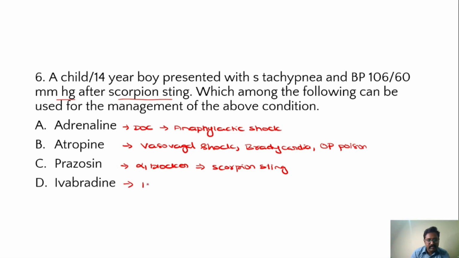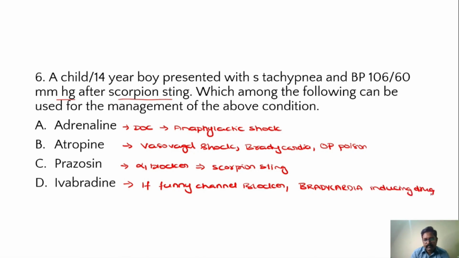And ivabradine is a funny channel blocker, also called a bradycardia inducing drug. It is mainly used in the treatment of heart failure as well as in the treatment of angina. So here the answer will be prazosin.